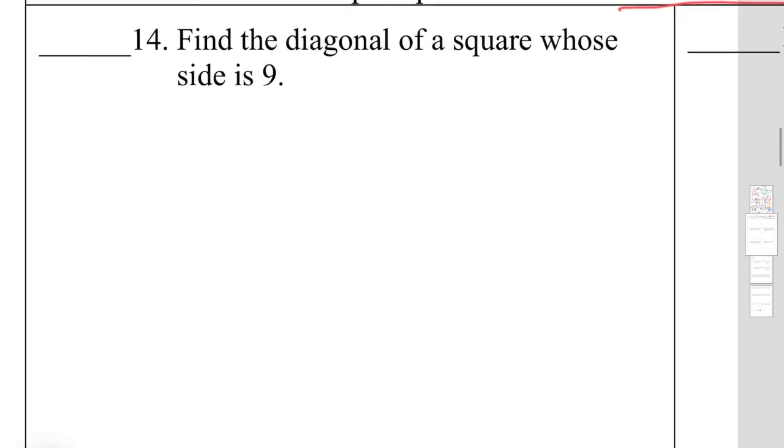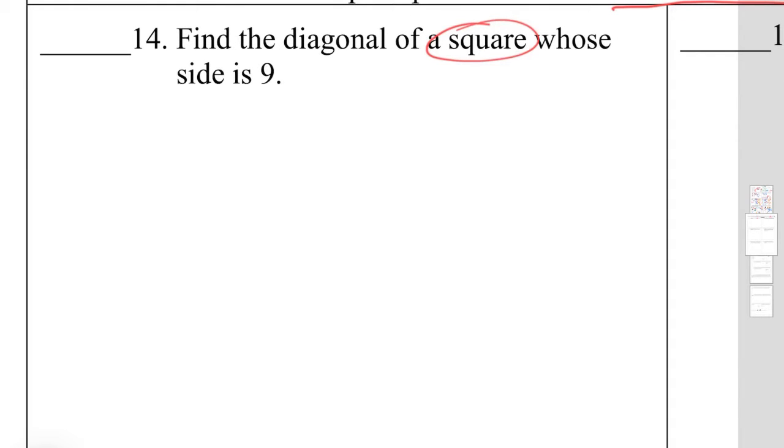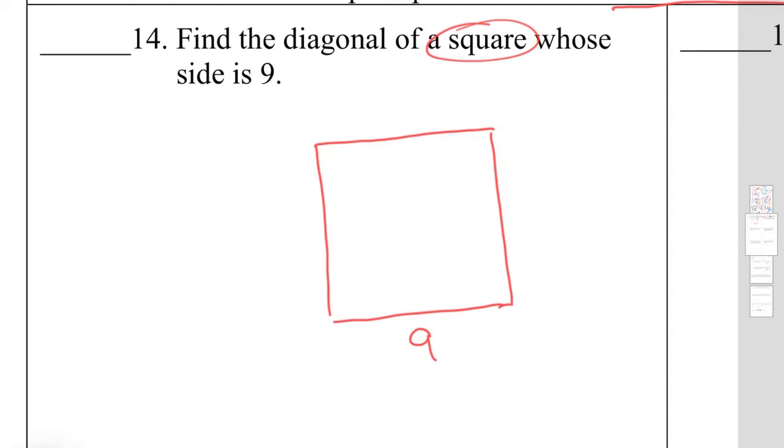So let's start with number 14. It says find the diagonal of a square whose side is 9. So the first thing I'm going to do is draw my square. Now I know my square is not perfect, but let's just pretend that it is. So what are some of the things I remember about a square? One is that all sides of a square are the same. So if they're telling me that one side is 9, that means all other sides are also 9.